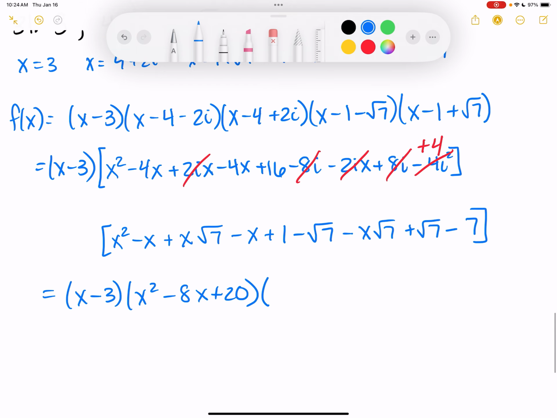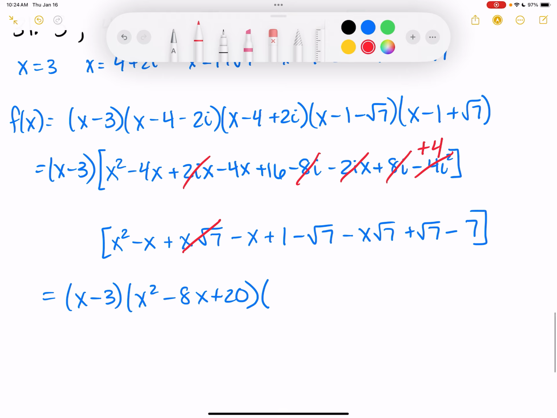All right, then on this next one, I've got a plus x root 7 and a minus x root 7, so I'm going to cancel that. I've got a minus root 7 and a plus root 7, so I'm going to get rid of that. Ryan, you want to take this one too? X squared minus 2x minus 6.